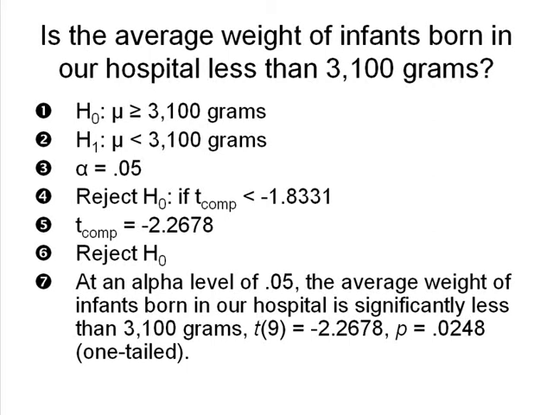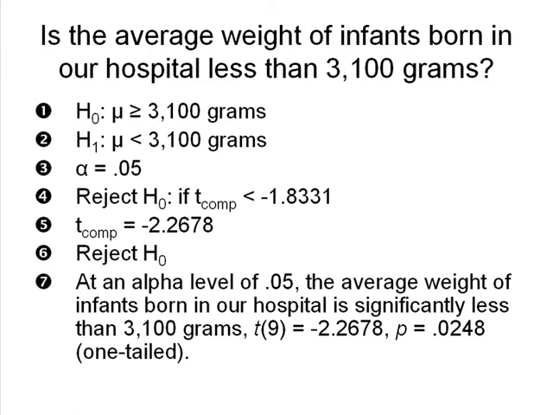Now let's review all 7 steps. I start out by doing step 2. I state what our research hypothesis is. In this case, we believe that the mean is less than 3,100 grams. For the H0, step 1, we have to put everything else that's possible. In this case, we'd say the mean is greater than or equal to 3,100 grams. Now, if we can rule out or show that it's highly improbable that the mean is greater than or equal to 3,100 grams, then our research hypothesis must be true, or is more likely to be true.